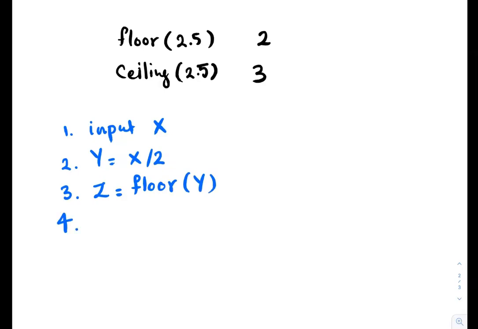Now the condition is: if z equals y, that means the number initially when I divided x by 2 did not need rounding. When you round it, you get the same number, right? So it was a whole number.